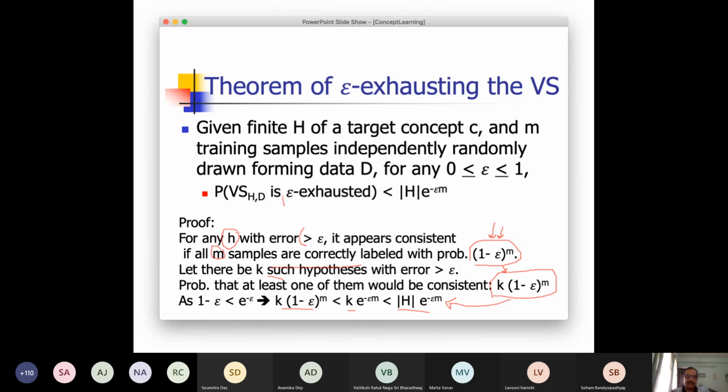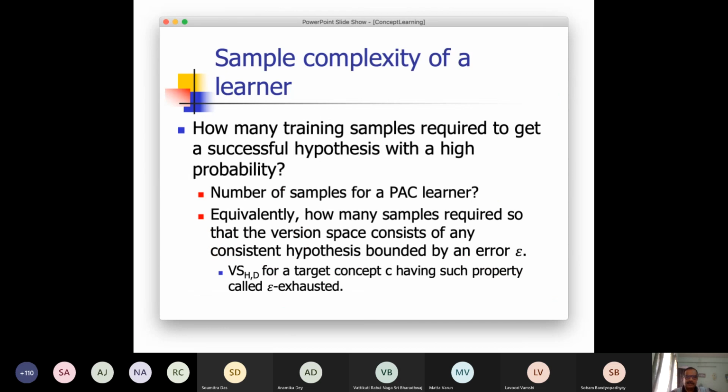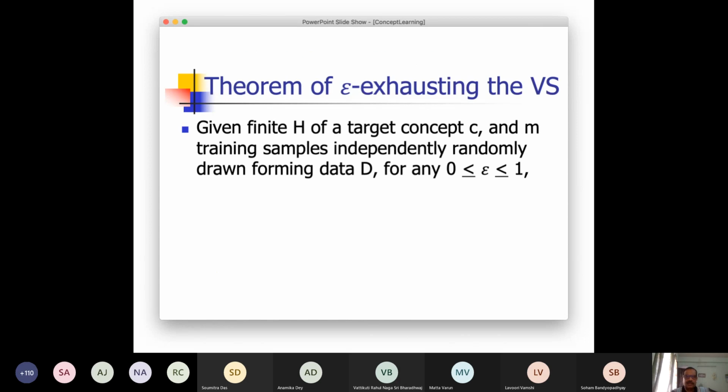I think it should be epsilon exhaustive. Either way, the epsilon exhaustive definition should be greater than epsilon. I will check with the book. It may be that it is not this. I will check with that.